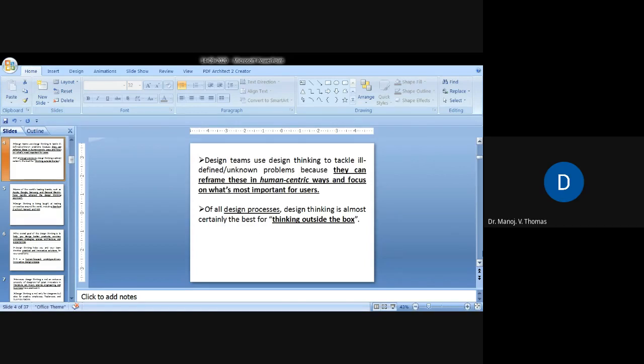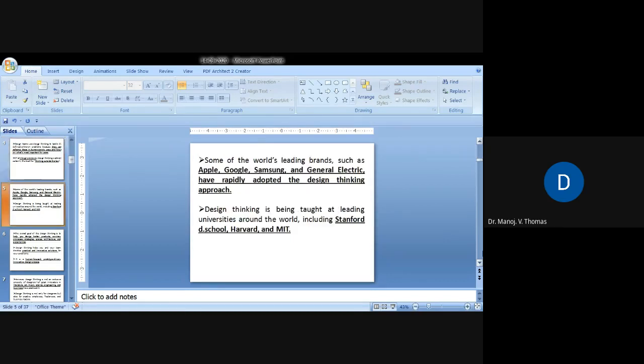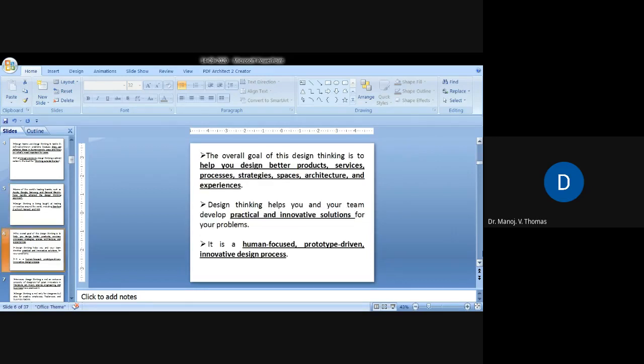So this design process will help you to think outside the box. Some of the world's leading companies, such as Apple, Google, Samsung, and General Electric, have adopted design thinking in their innovative process. Also, major universities in the world, such as Stanford, Harvard, MIT, are all teaching design thinking as a part of their curriculum. So that indicates the importance of the concept of design thinking in the current scenario.